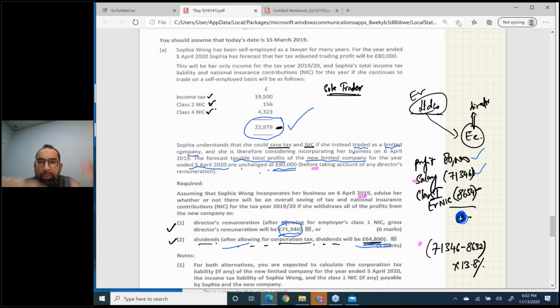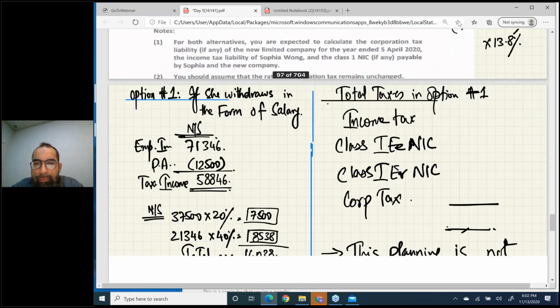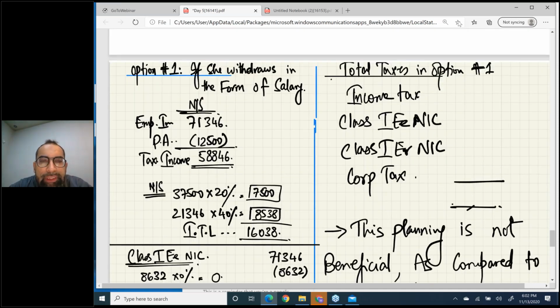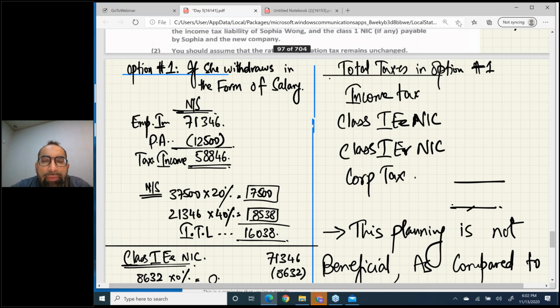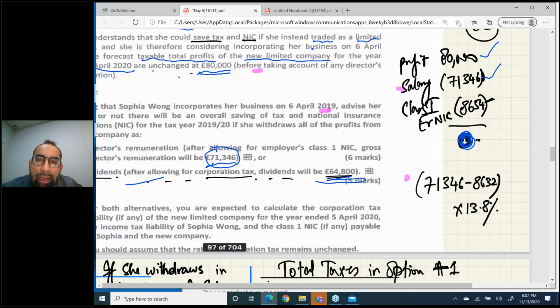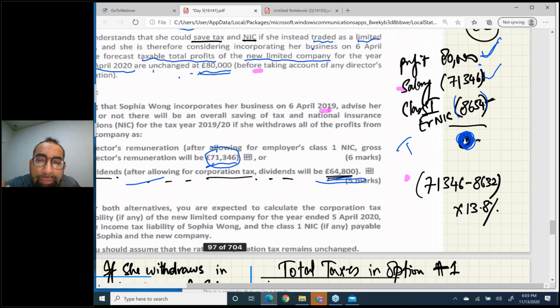Okay, let's check this first option. Come on, see this. Option number 1: if she withdraws in the form of salary, we have already seen this. In this case there is no corporation tax. Why? 80,000 is the profit, and this salary is an allowed expense. Salary plus class 1 employer NIC, both are allowed expenses. So the company's total taxable profit, TTP, is 0. There is no corporation tax liability in the first case when this lady is an employee of the company.